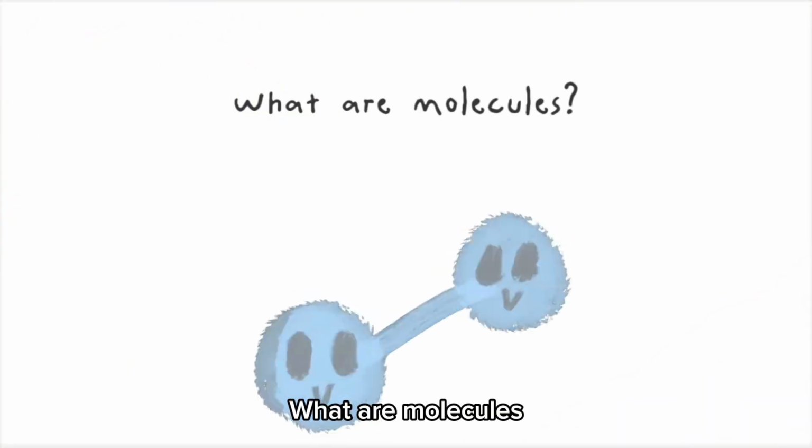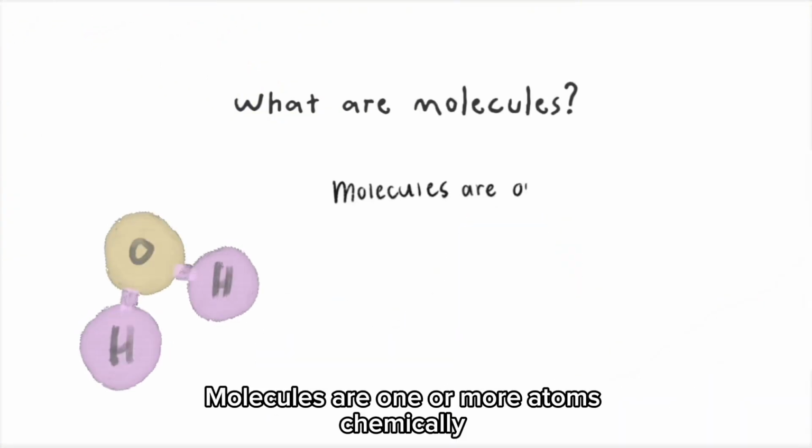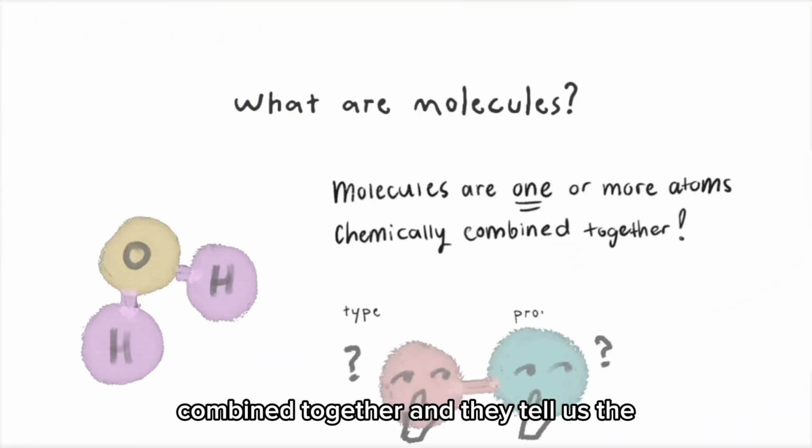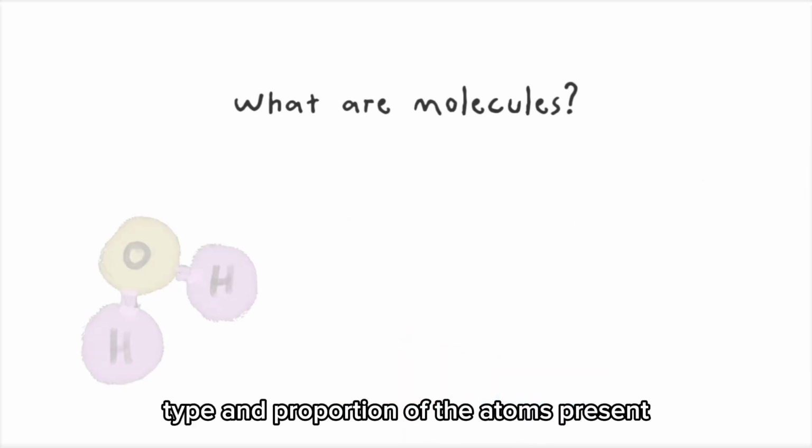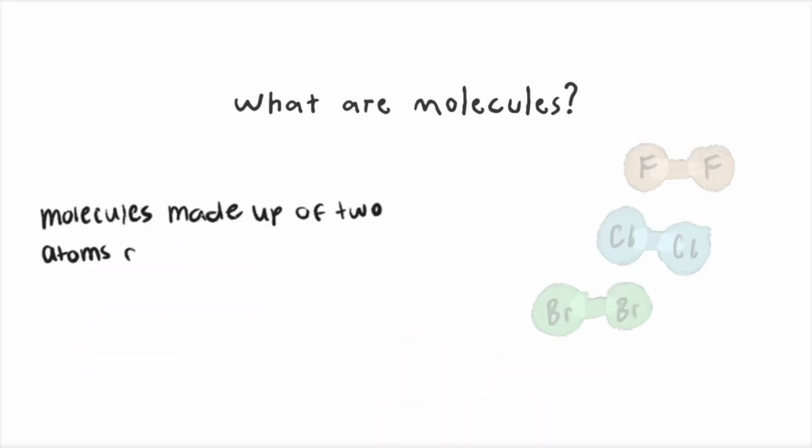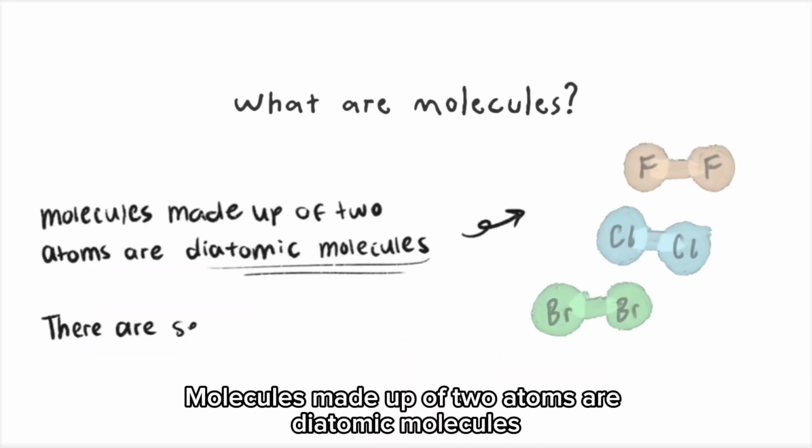What are molecules? Molecules are one or more atoms chemically combined together, and they tell us the type and proportion of atoms present. Molecules made up of two atoms are diatomic molecules.